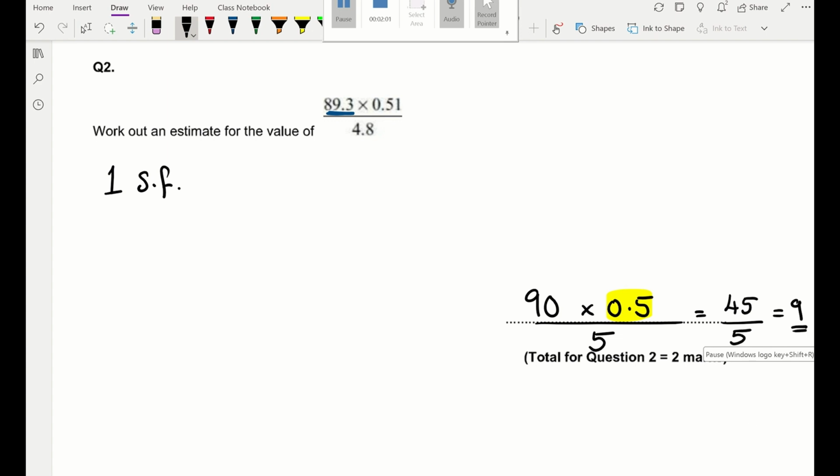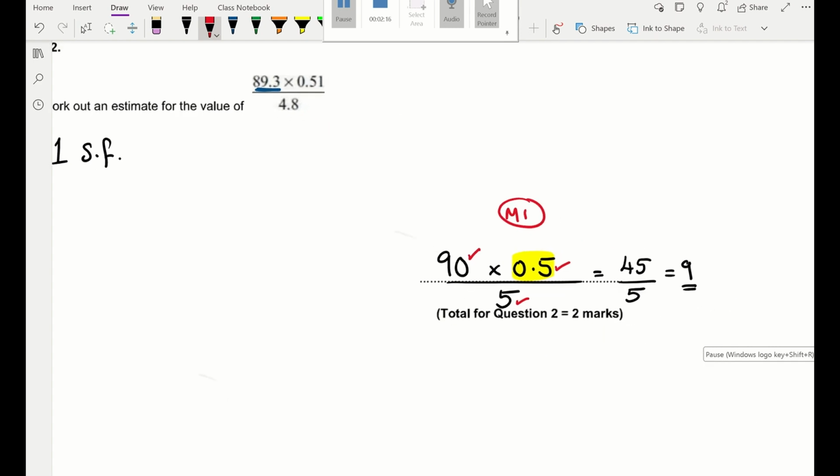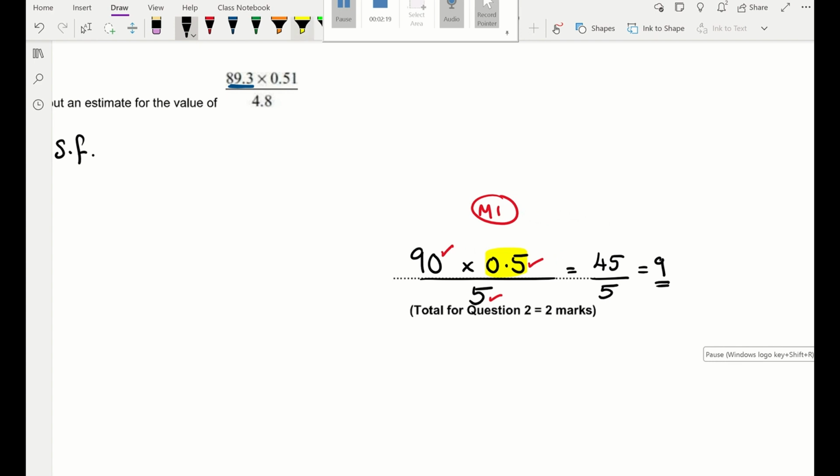Now, you actually get marks for getting this or this or this correct. Getting 2 of these 3 numbers correct gives you 1 mark, M1, 1 method mark. And then the answers, they give you a range. So it doesn't have to be 9, depending on how you've rounded. The range of answers is from 9.8 all the way to 9.5. So the second mark is for getting a final answer in that range.